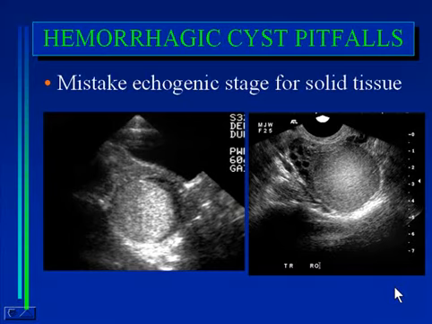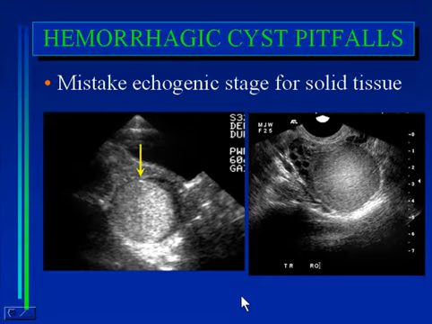Another hemorrhagic cyst pitfall occurs when the cyst is imaged soon after the episode of bleeding, because in this stage, oftentimes the material within the hemorrhagic cyst is echogenic. The blood may be echogenic. An echogenic ovarian lesion can be mistaken for a dermoid, since dermoids often have that dermoid plug that is echogenic. The example on the left was done many years ago.